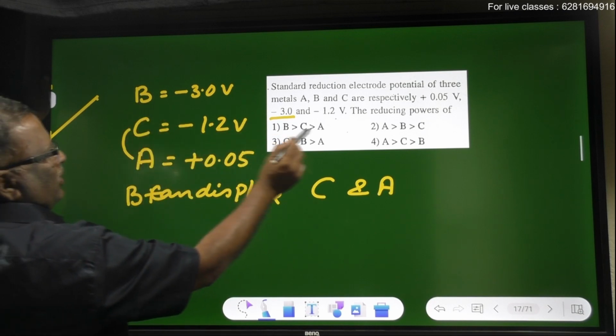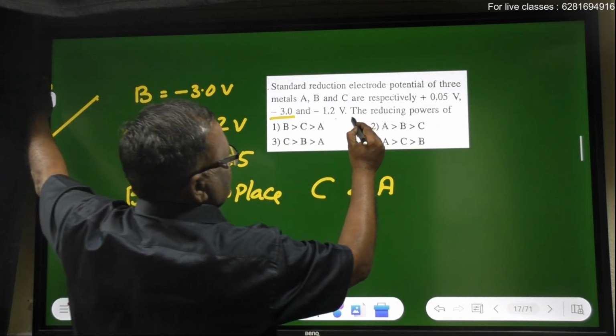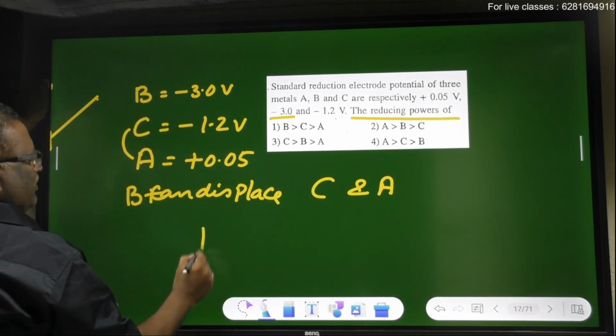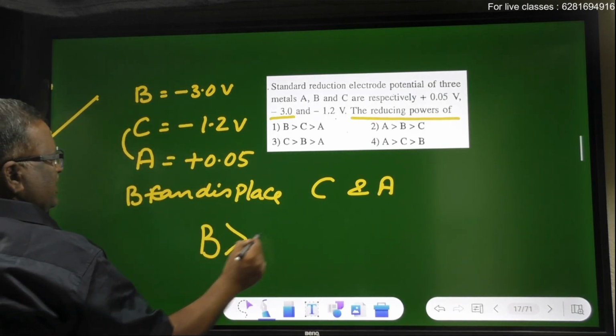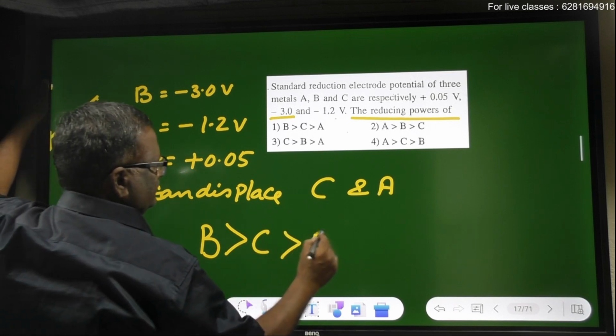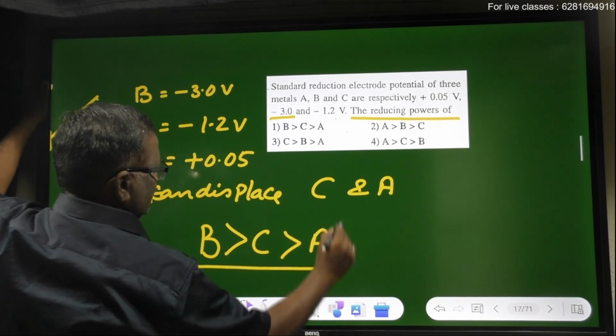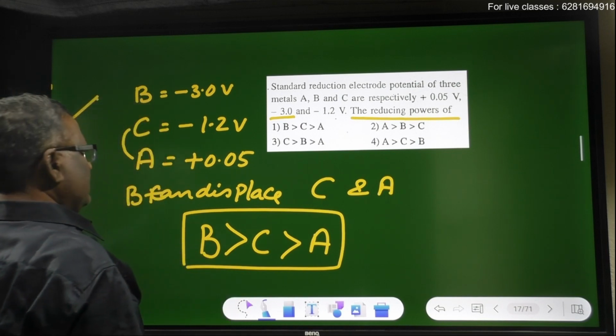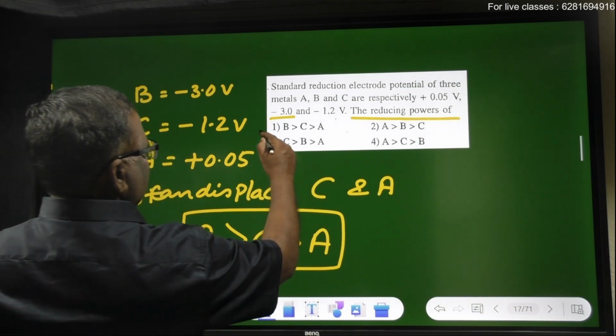So here what they are asking is the reducing powers. B has maximum reducing power, then C, then A. These are the reducing powers: B is greater than C is greater than A. First option is correct.